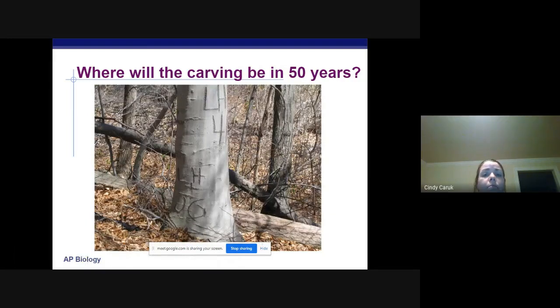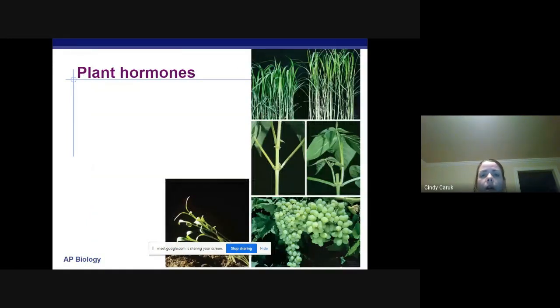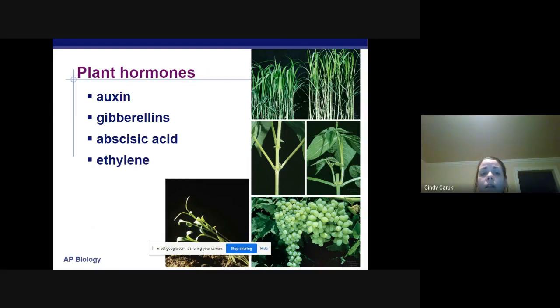Where will the carving be in 50 years? Same spot. Doesn't move. All right, plant hormones regulation. These I would expect could be on the AP exam. So we have auxin, gibberellins, abscisic acid, ethylene, and there's a lot more hormones, but these are the 4 we're going to really focus on.